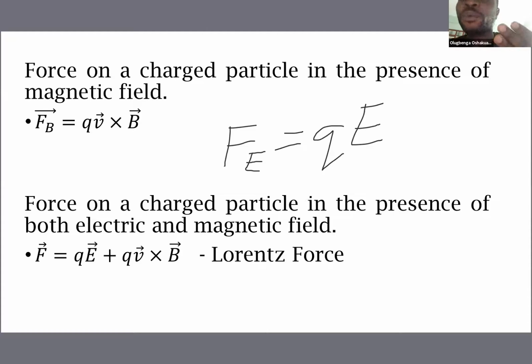We should know these are vector quantities, and being vectors, we can add them easily as long as we're adding components that are alike. So now, when a charged particle is in the presence of both electric and magnetic fields, we simply add F_B and F_E together, and that gives us the electric force plus the magnetic force, which is known as the Lorentz force.